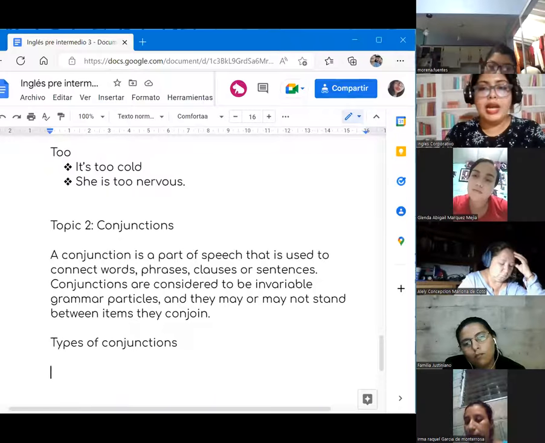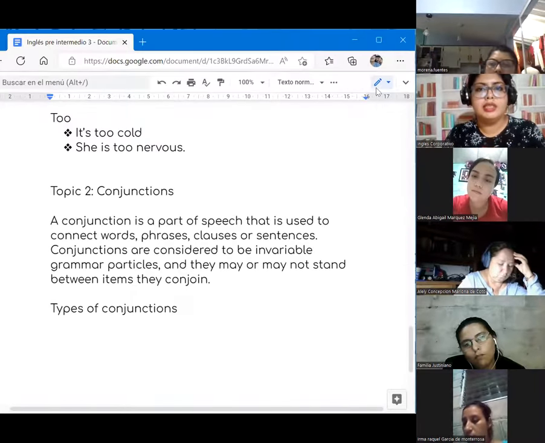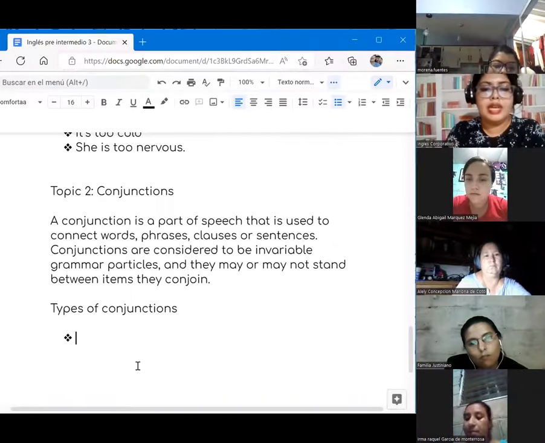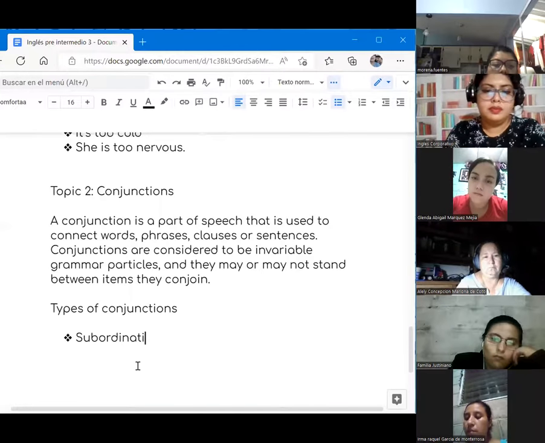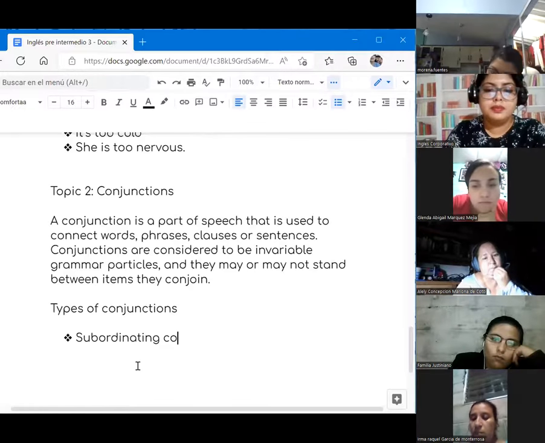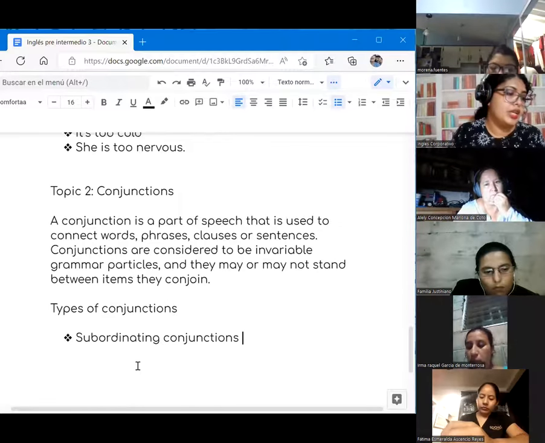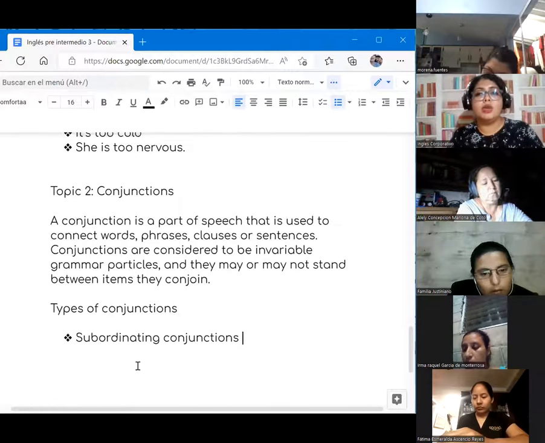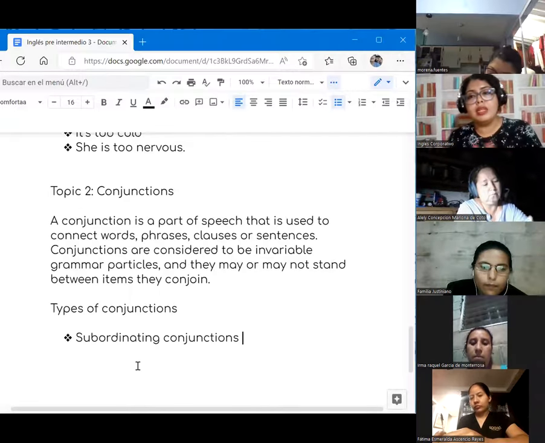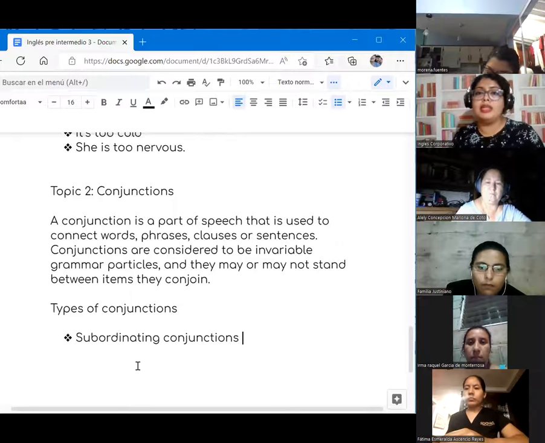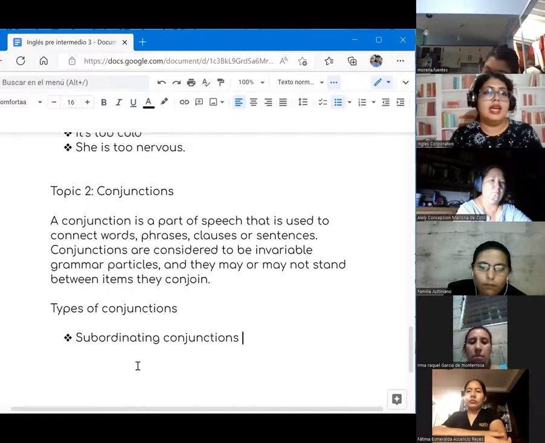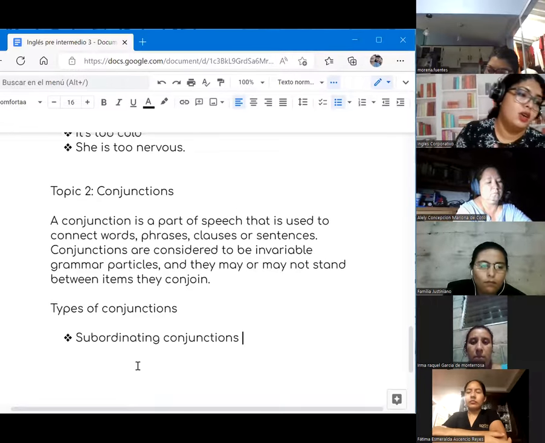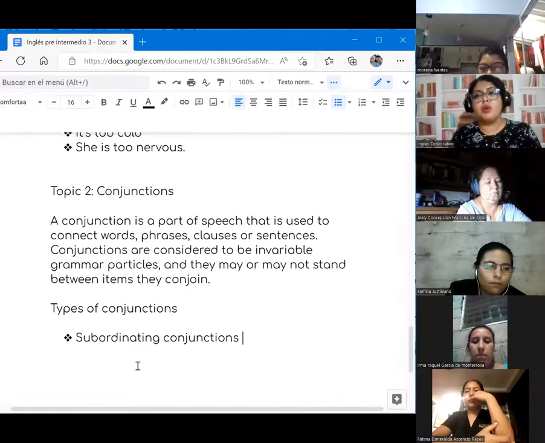So, we have just the names of the conjunctions in this case. So, let me make like a list, a short list of the types of conjunctions. We have subordinating. That is the first one, subordinating conjunction. And it says that this conjunction joins dependent clauses to independent clauses. Las subordinating conjunctions unen las cláusulas dependientes con las cláusulas independientes. We know that the dependent clauses are those that have a meaning by itself, and the independent clauses are those that don't have a meaning alone. So, they are just making the joining, or they make one whole sentence.